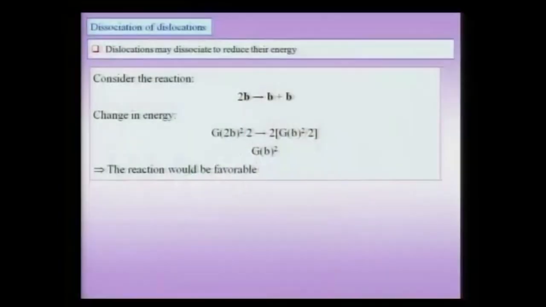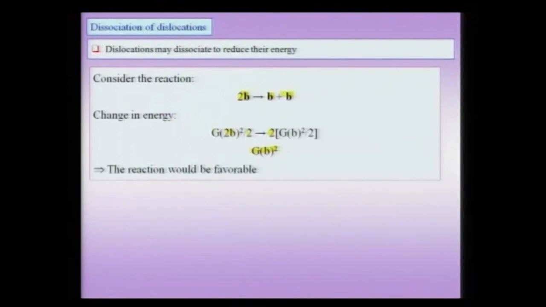Suppose I had a dislocation of strength 2b. Now, the energy of that dislocation would be G into 2b square by 2, by the approximate formula, and its energy therefore would be G 4b square by 2. Now, suppose it splits into 2 dislocations of strength b. Of course these are not partial dislocations, as b in this case we can assume is a full lattice translation vector, and this is an illustrative example. Therefore, the energy would become G b square twice over. So, you can see that there is a reduction in energy of G b square as the dislocation goes from a Burgers vector 2b to a Burgers vector of b plus b.